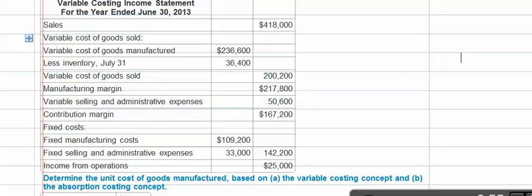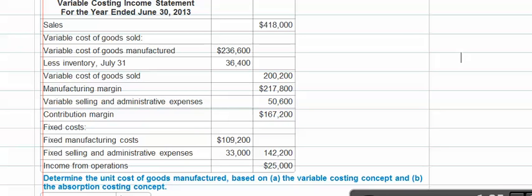So we have variable cost of goods sold of $236,600 less the ending inventory. So that gives me my variable cost of goods sold. I have a manufacturing margin of $217,800. My variable selling and admin expenses, $50,600. Contribution margin. My fixed factory overhead manufacturing cost is $109,200.